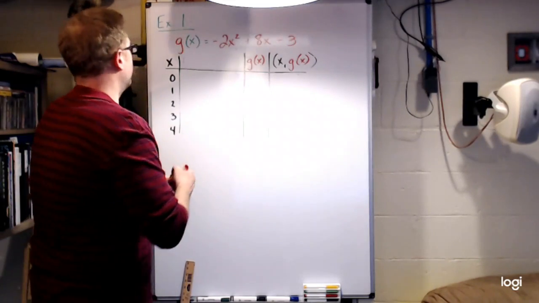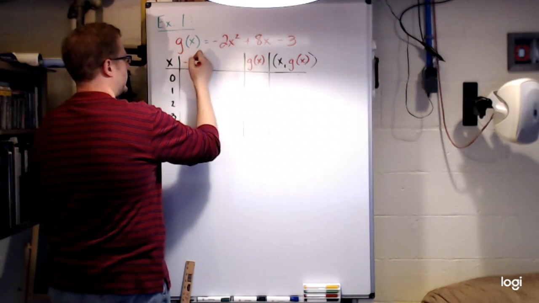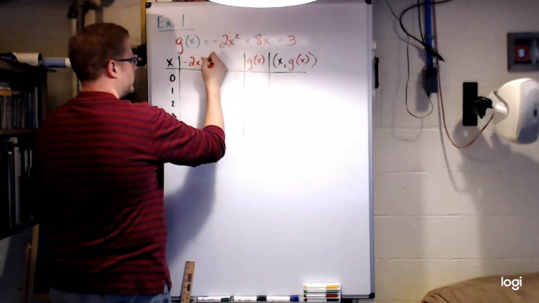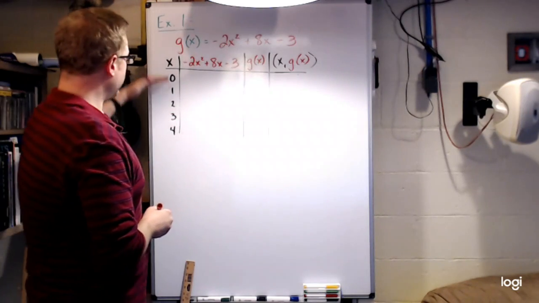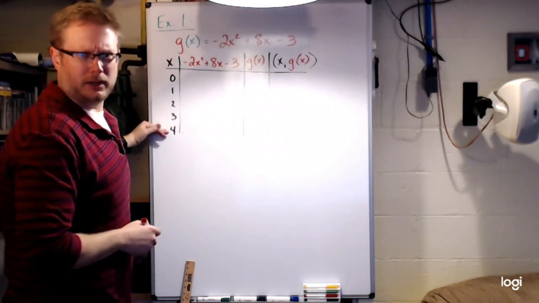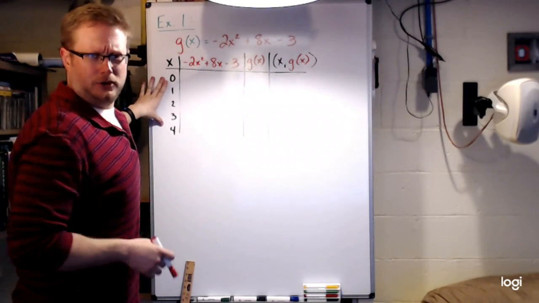All right, so I'm going to punch that in here. We got negative 2x squared plus 8x minus 3. Once again, we're going to take each x value. I'm just going to pick the same 5 that I used in the previous example. These are 5 good values to work with.